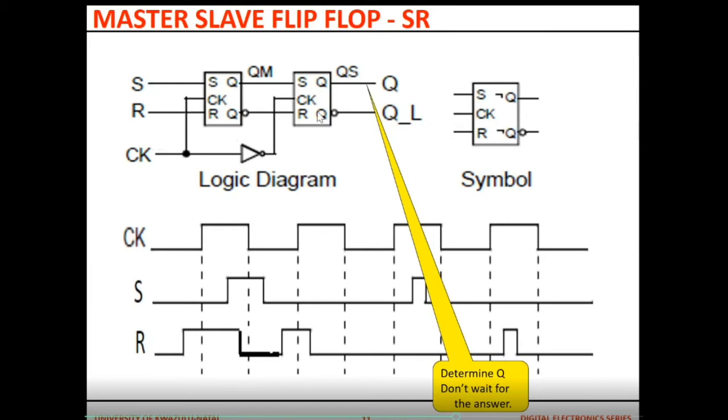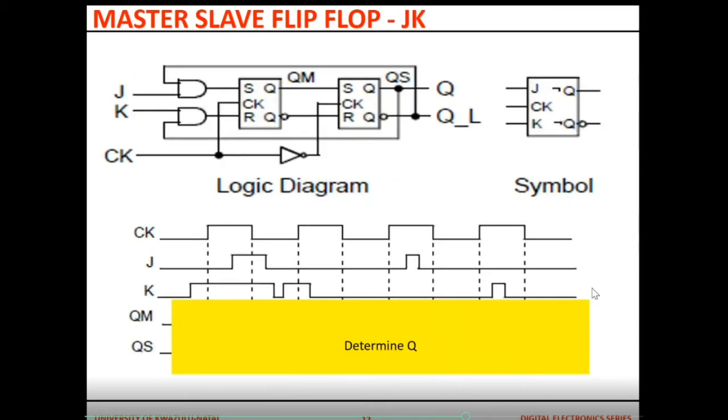We've got the master-slave SR flip-flop, with S and R. You've got the clock. These are the connections. That is the sign of saying they are pulse triggered. You've got the clock, S and R. You can work out Q. I'm not going to give the answer. Don't wait for the answer.